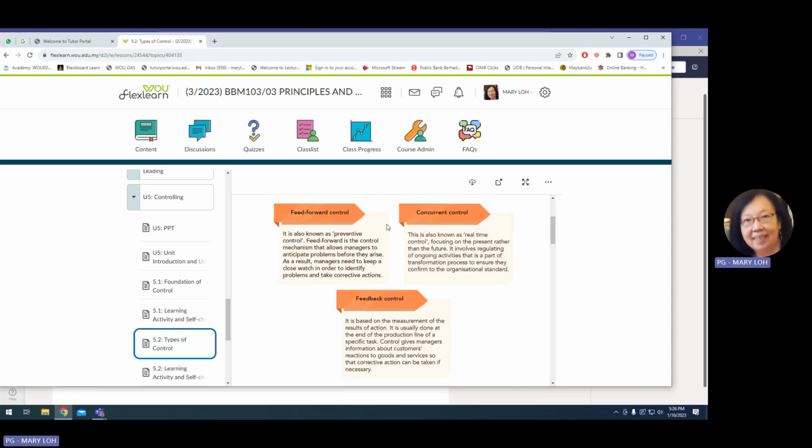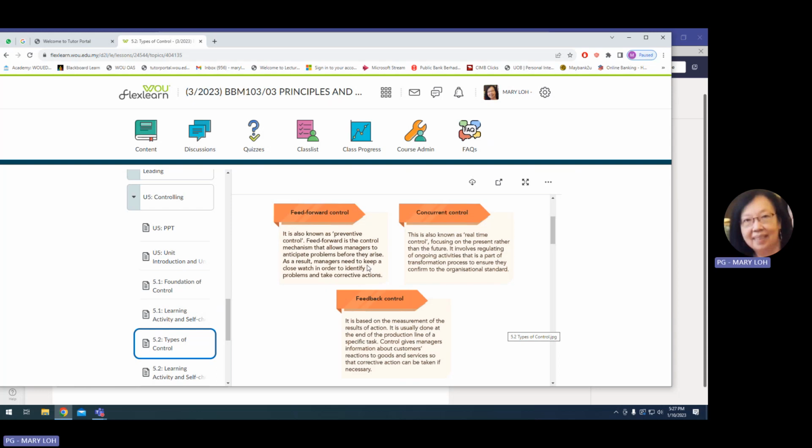You can see here there are three types. So just now you have three scenarios, isn't it? You have to fit these three types of control and say, scenario one is what type of control? Scenario two is what type of control? Scenario three is what type of control? So first, you need to understand the different types of control. First type of control is feed-forward control, which is what we call preventive control.